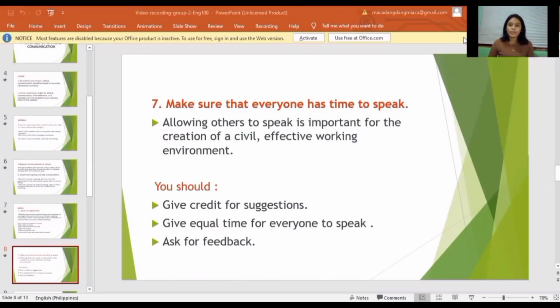Another principle is make sure that everyone has time to speak. Allowing others to speak is important for the creation of a civil, effective working environment. We should also be aware that communicating is a two-way process, so we should exercise to encourage and give chance to others to share their perspective, as also a key to language development.